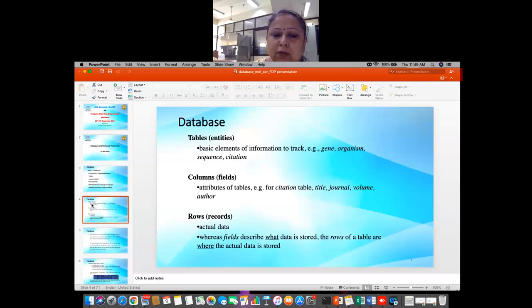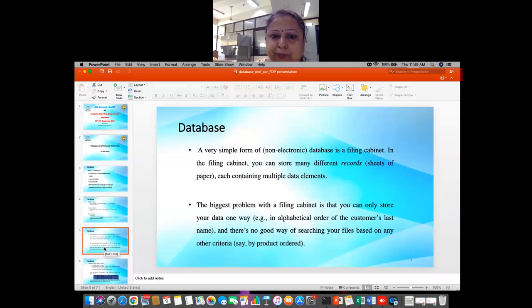So the columns will be attributes of tables, what we call here a field. For example, for a citation table, you need to have columns for title, the journal name, volume, and the authors. Rows are the records where actual data is fed, whereas fields describe what data is stored. The rows of a table are where the actual data is stored.